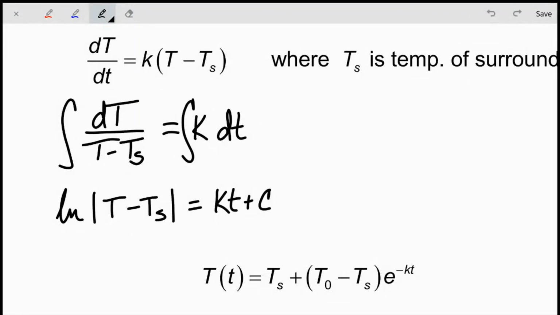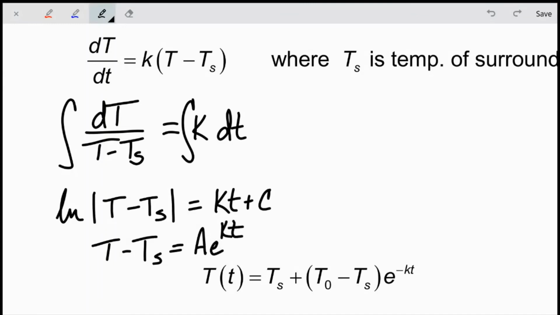Okay, so when we get to this point, remember we're going to exponentiate on both sides. We can drop the absolute value and then get rid of the plus or minus. So we talked about all of that before. So we get T minus T sub S is equal to A e to the kt power.